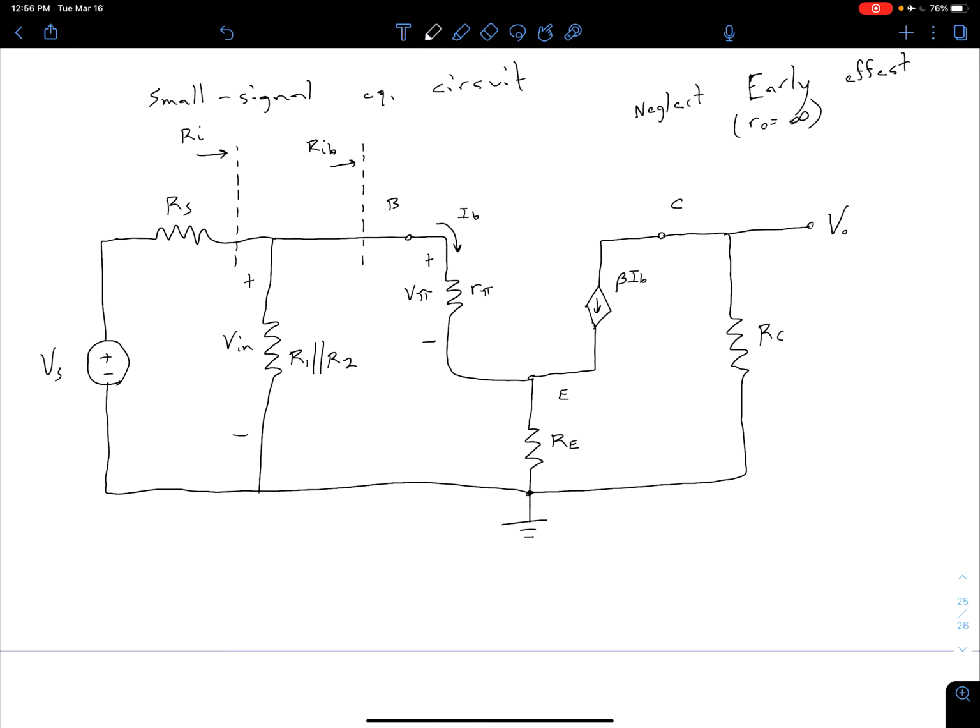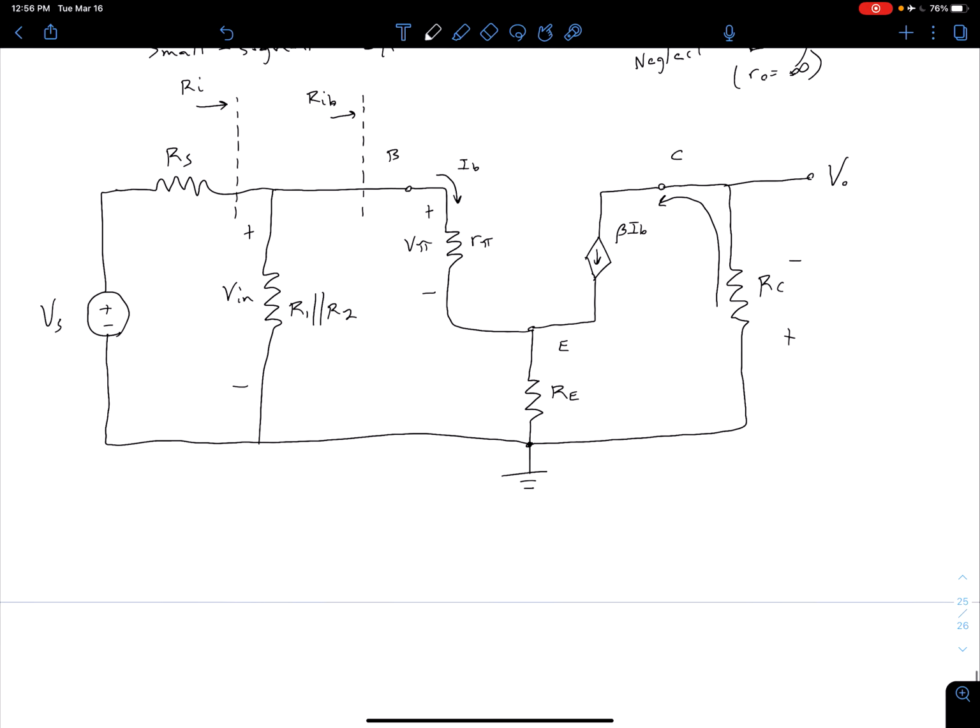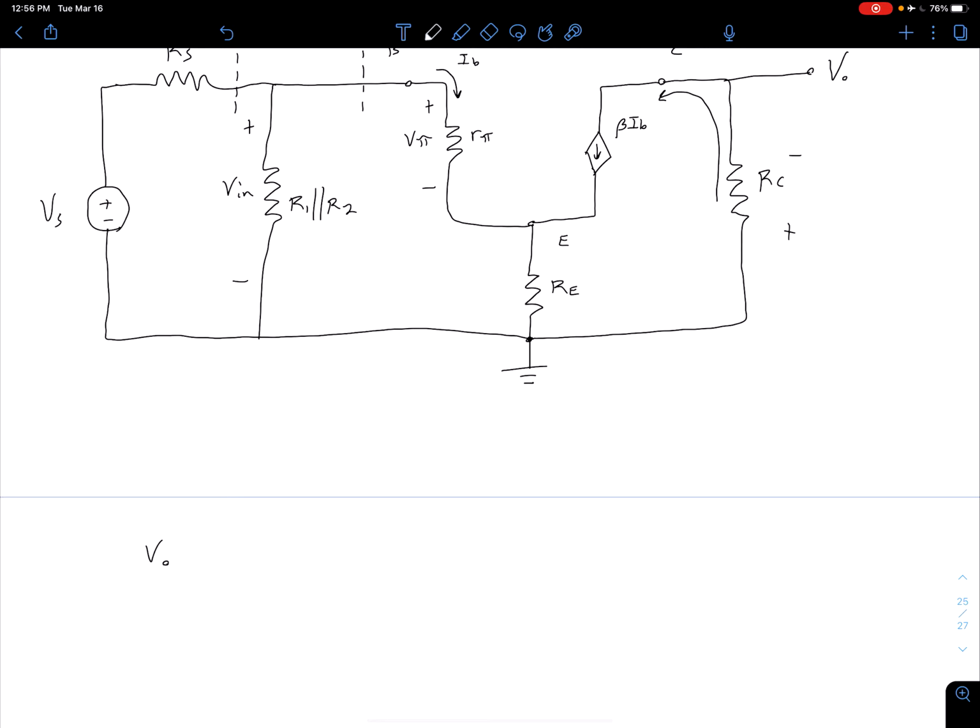Again, we note that this current beta IB is going to be coming up in this direction, so that's going to be a voltage drop like this. Because of that, we can say that our output voltage V out is equal to negative beta IB times that resistance RC. Again, we would just add the early effect. If we added that, we'd have the lowercase r naught in parallel with that RC.